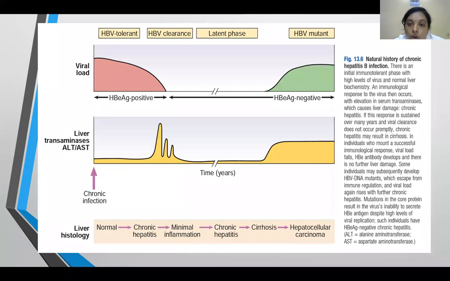As I told you, normally in hepatitis B virus replication, HB antigen will be produced. But because there is a mutation in the core protein, the HB antigen is not released despite viral replication. So remember, HBV mutant. Okay, so that's it. This is the overall slide. I hope you have understood.